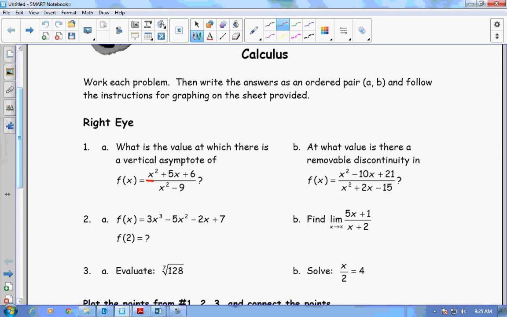In a rational function, when do we see vertical asymptotes? Okay, when it's a non-removable discontinuity that equals 0. Sometimes they're removable and that would be a hole. So we would need to factor this. The numerator can factor and the denominator can factor.